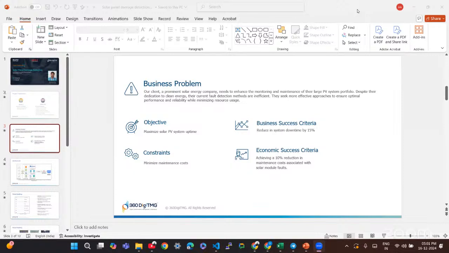The current technique they were using has some faults and was inefficient for them. Because the fault detection methods are inefficient, they were seeking a more effective approach to ensure optimal performance and reliability while minimizing resource usage. So basically, this was the business problem.